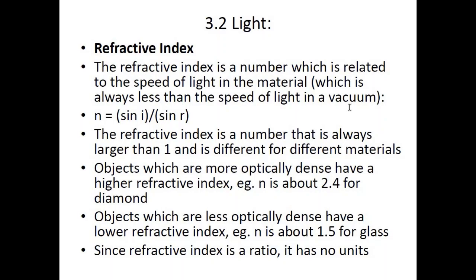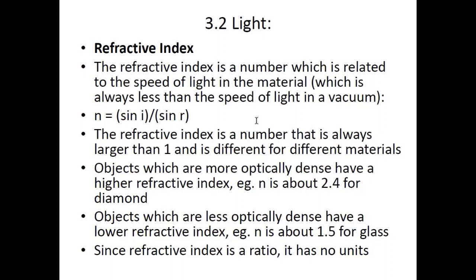Refractive index. The refractive index is a number which relates to the speed of light in the material, and we have a formula for that. n equals sin i upon sin r. Now what is i? i is the angle of incidence, whereas r is the angle of refraction. The refractive index is a number that is always larger than 1, and it is different for different materials.